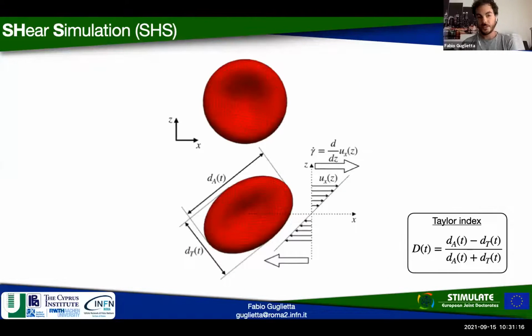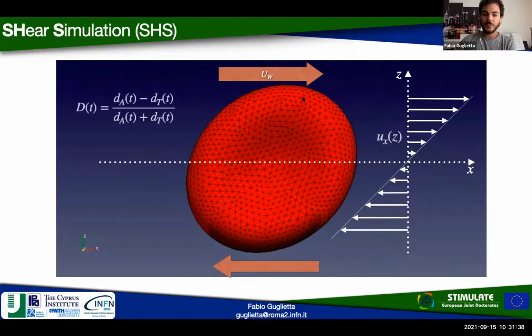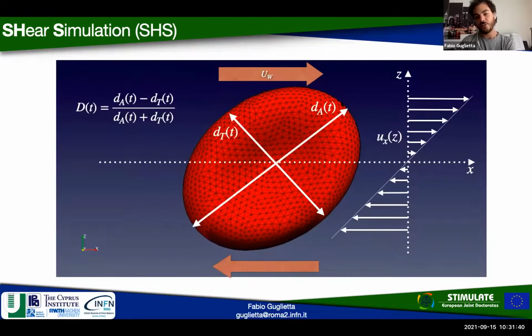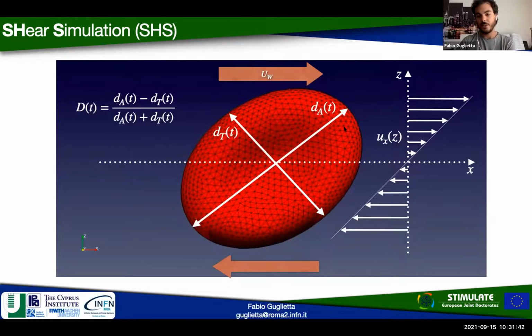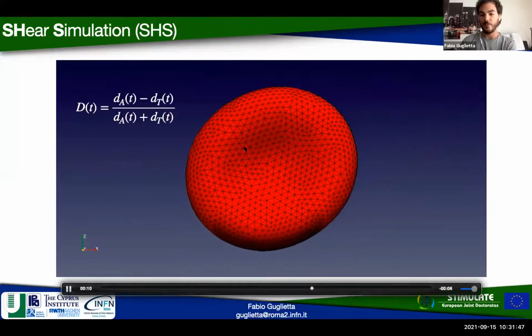So we perform another kind of simulation, that is the shear simulation, where now the red blood cell is deformed by an external shear flow whose intensity is quantified in terms of the shear rate, gamma dot. And again the red blood cell deforms, and we measure the axial and transversal diameters to compute the Taylor index. So this is a movie again. Now you can see that while the red blood cell deforms into a shape, it still rotates. This is the tank-treading motion of the membrane.